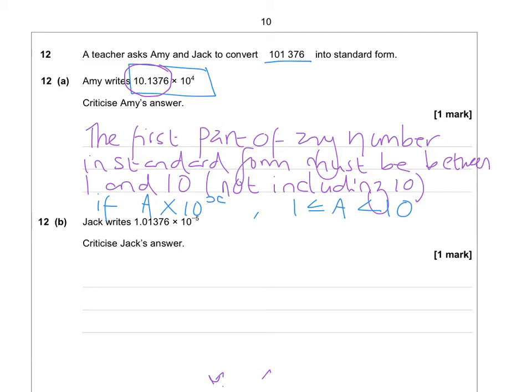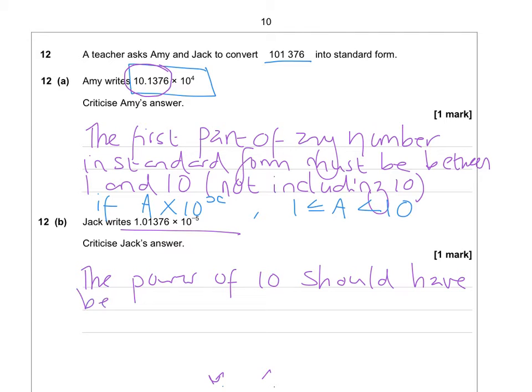12 part B. Jack writes this value here. Criticise Jack's answer. Well, Jack has used 10 to the minus 5 as the power of 10 in his answer, which would make the number a very, very small decimal. It should have been positive 5. So the power of 10 should have been positive 5, not negative 5.